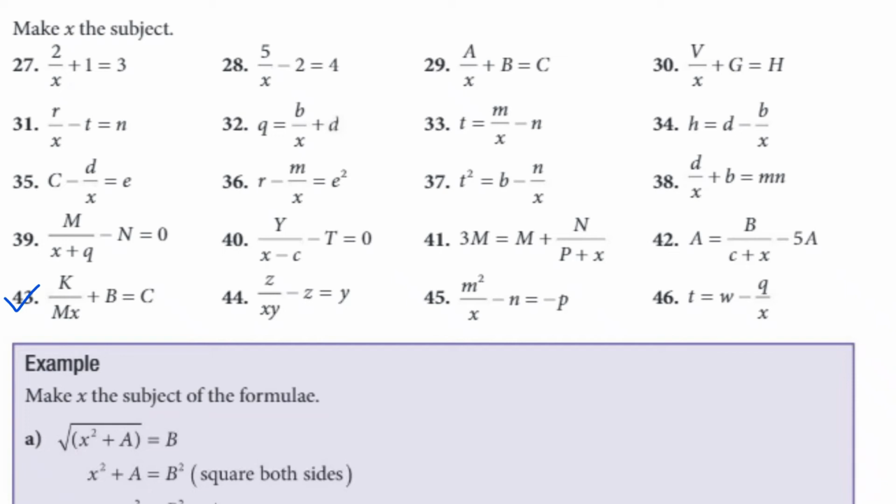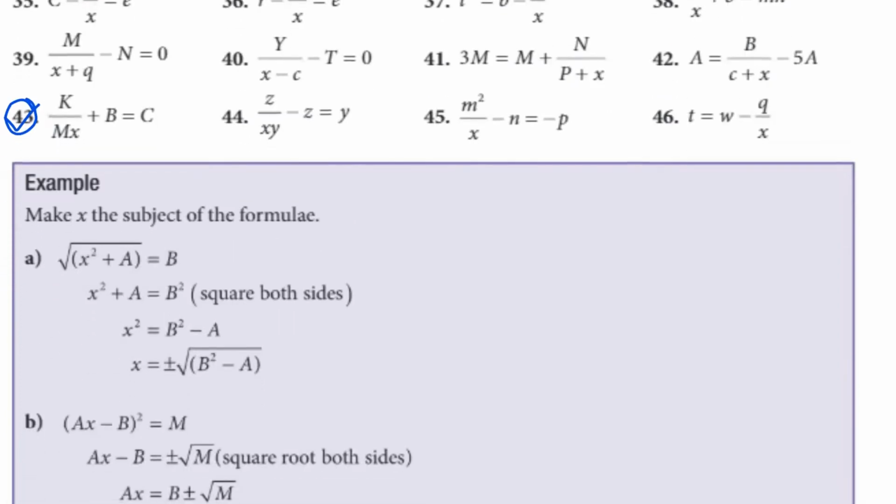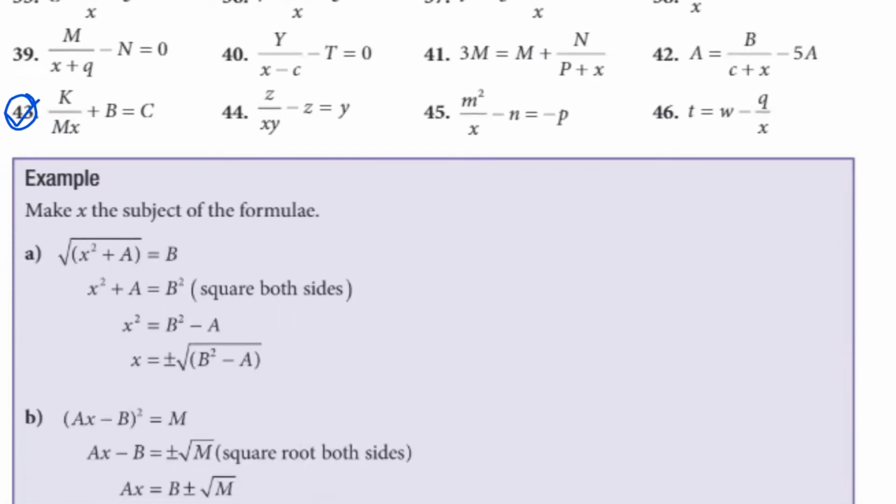Here is question 43. Make x as a subject. So this is our equation, k by something written here. We can do it this way: k by mx, keep the term written with the plus sign, take it on the right, so you can write it c minus b. Now easily you can write that k equals c minus b.